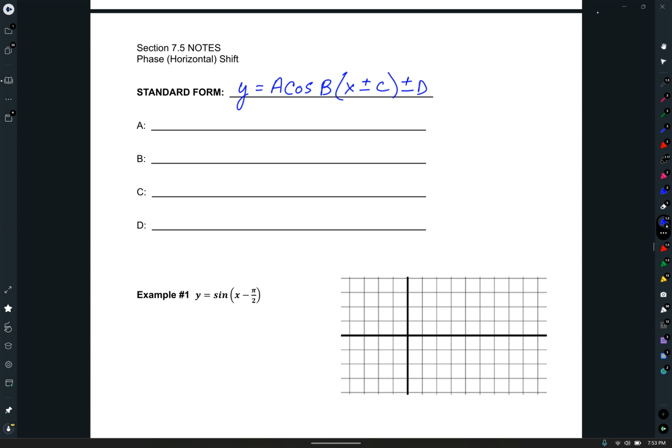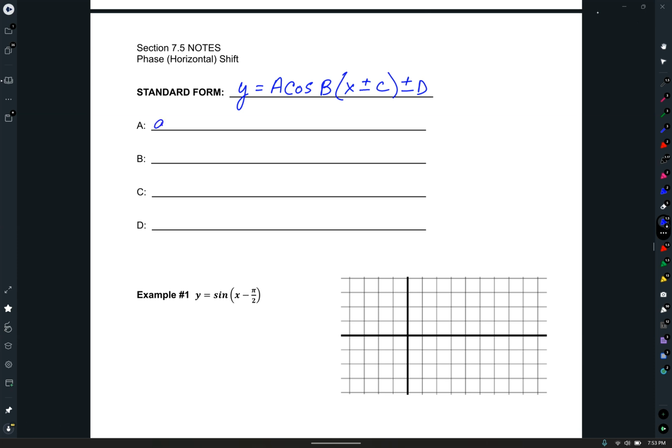If there's not a C, let me just show you. If there's no C, then you don't need the parentheses, and so that's why B was right next to the X. But now we're going to talk about what if we do have a C. Okay, so kind of our summary.